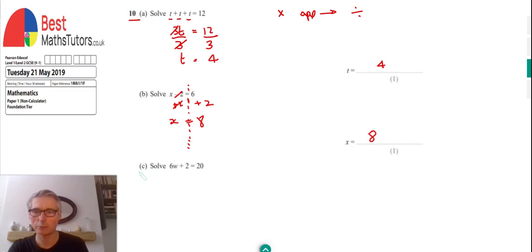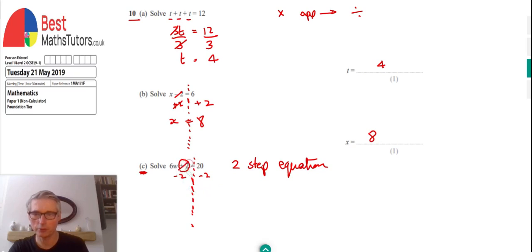We've got a slightly more difficult one here in C, because this is what I would call a two-step equation. It's two steps because in the previous ones we've had to do just one operation, and now we've got to do two to get the w on its own. So I'm just going to draw a little mirror line down here. And so I've got this plus 2 that I want to get rid of first of all. I want to try and get that over the other side. What I'm going to do is take away 2 there, take away 2 there.